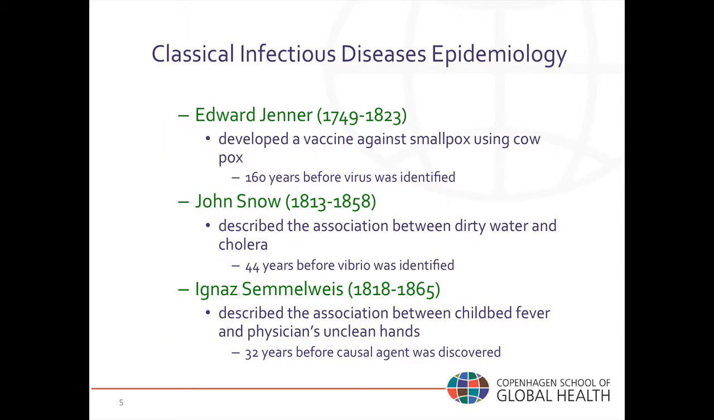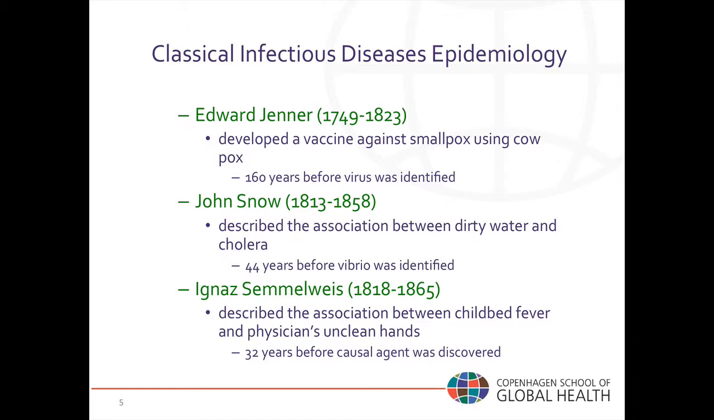Let me give you 3 examples in infectious disease epidemiology. One is Edward Jenner, smallpox vaccine. The next one is John Snow in London, the association between dirty water and cholera. And the last one is the Austrian Ignaz Semmelweis, the link between physicians not washing their hands and transmitting childbed fever from pregnant woman to pregnant women.